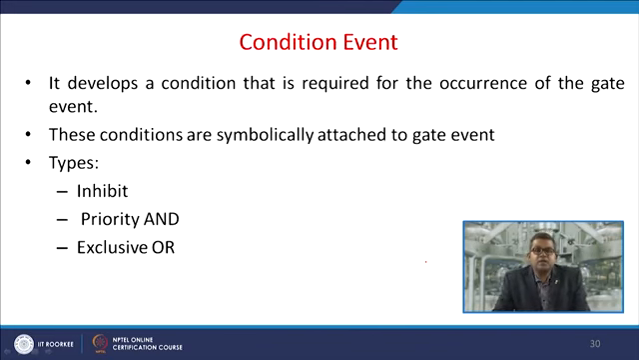Now, there are certain condition events. It develops a condition that is required for the occurrence of the gate event. So, these two are interlinked. These conditions are symbolically attached to the gate event. Now, there are 3 types of condition event: inhibit, priority AND, and exclusive OR.